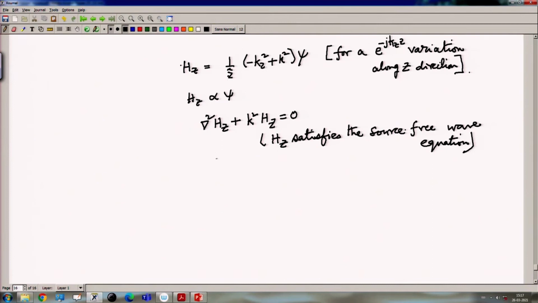As such, the TE to Z mode is also called the H mode.